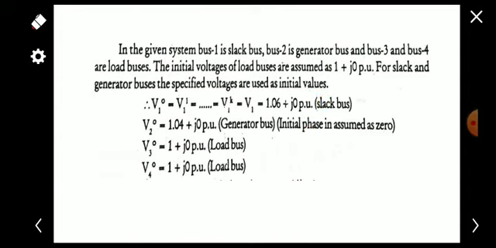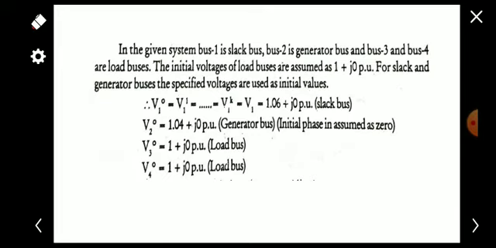But in the case of a load bus, the voltage will not be specified, because we know that for a load bus the P and Q values will be specified. Other values we have to find. So these are the initial values we are assuming before the iteration process.